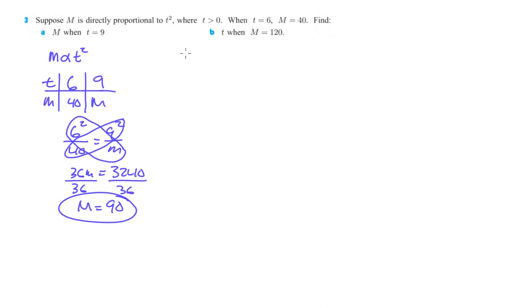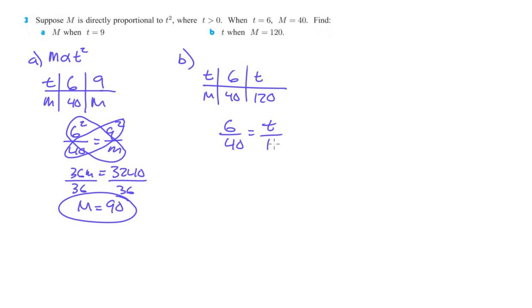So this was A. For B, find t when m equals 120. Again, we still have the same setup. When t is 6, m is 40. That's from the original problem right here. Now we want to figure out what t equals when m equals 120. So we get 6 over 40 equals t over 120.